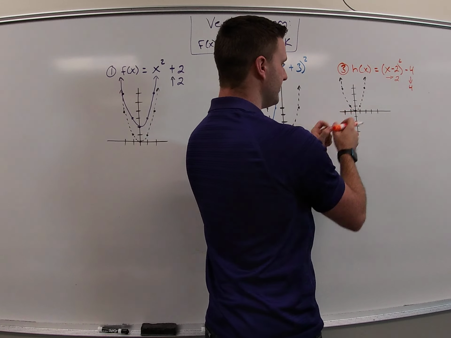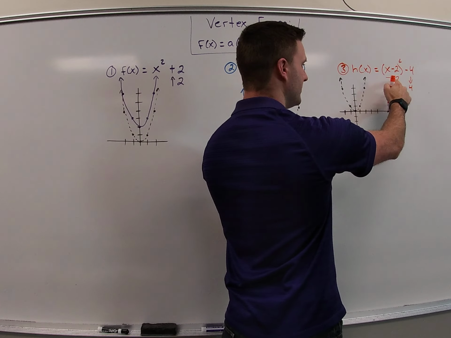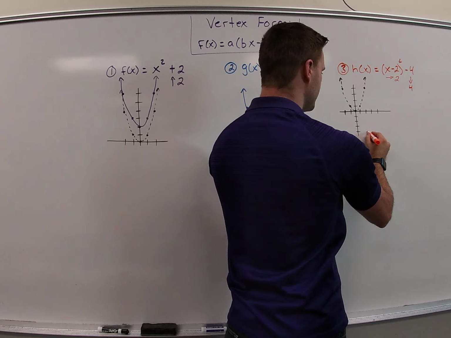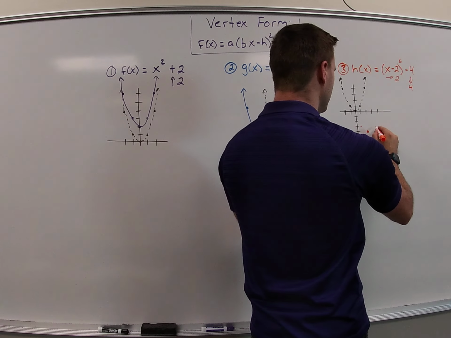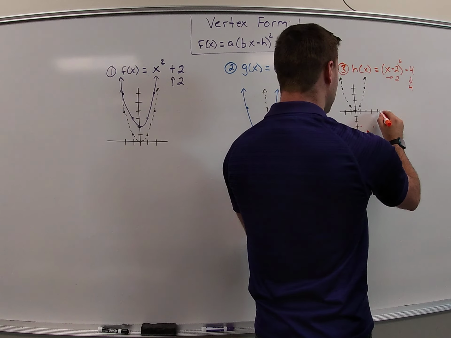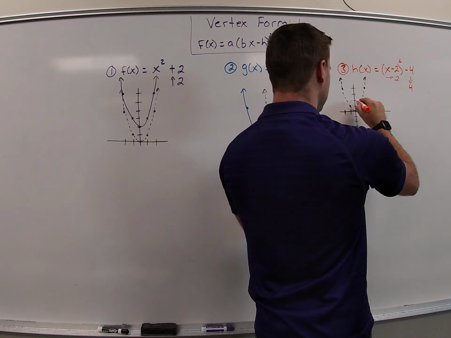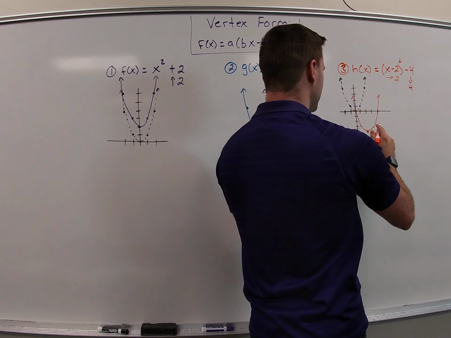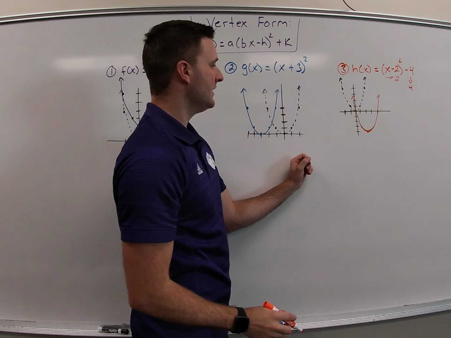So again, just kind of start with the vertex. So our vertex is at 0, 0. We're going to go down 4, right 2. So I'm going to take that and go down 4, right 2, and here's my new vertex. And then from there, I would draw my U-shaped graph. And so it should look like this. Well, I missed. We get the idea. There we go. Nailed it.